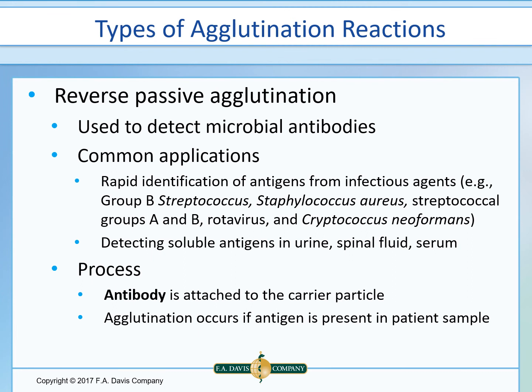Common applications include rapid ID of infectious agents such as group B strep, Staph aureus, strep group A and B, rotavirus, and Cryptococcus neoformans. And these applications can be used in detecting soluble antigens in urine, spinal fluid, or serum. With the reverse passive agglutination reaction, antibody is attached to the carrier particle, and agglutination occurs if antigen is present in patient samples.